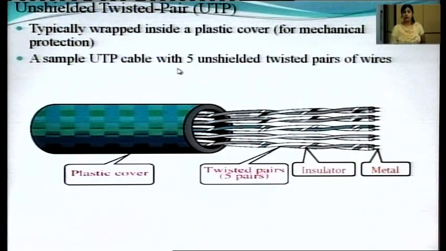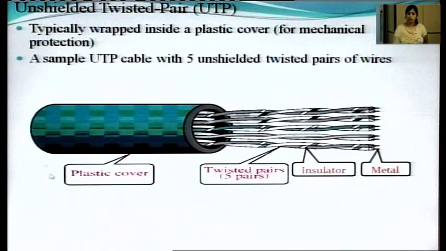A sample UTP cable with 5 unshielded twisted pairs of wires, means this is a cable that is having a shield over there. This is a plastic cover in which 5 cables are there. There are different colored cables that are twisted on each other. This is a set of 5 sets of 2 cables that are of different colors.